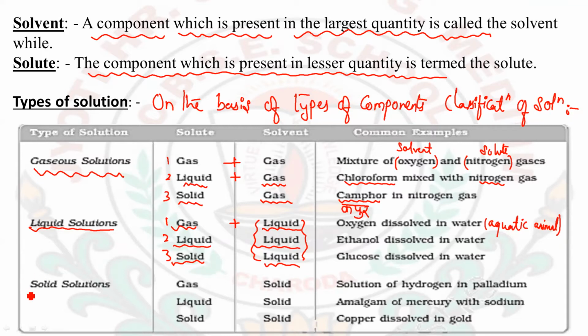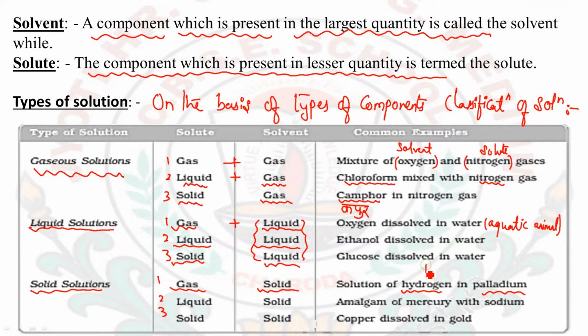Next type is the solid solutions. So first, in solid as solvent, when gases are being dissolved, it means gases are acting as solute here. So here you will see the example of hydrogen being dissolved in palladium. It is also known as the hydrogenation process.